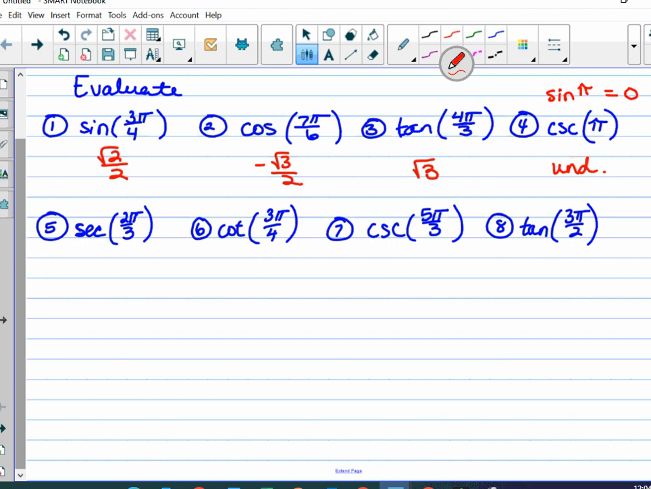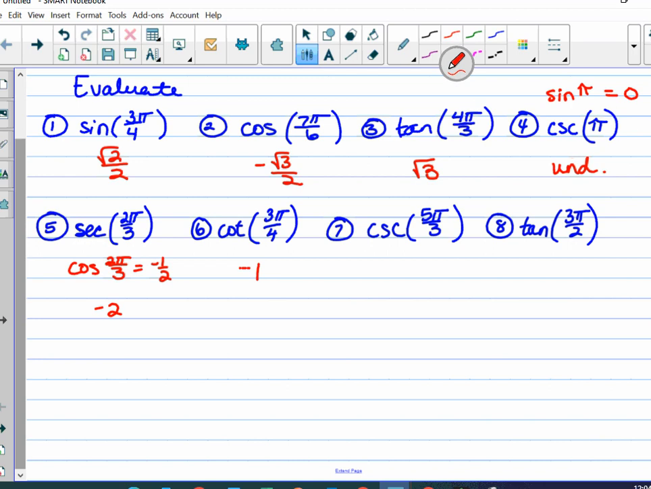All right, guys. Secant is related to cosine. What is the cosine of 2 pi over 3? Negative a half. So what is secant going to be? 1 over 1/2 making a negative 2. Cotangent of 3 pi over 4. Krish, bring your phone up. Yep, negative 1.